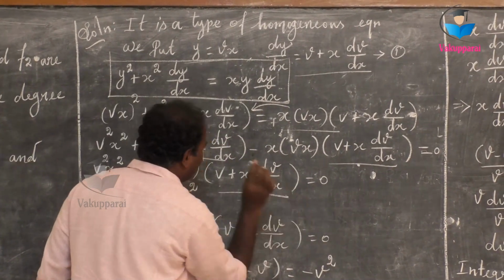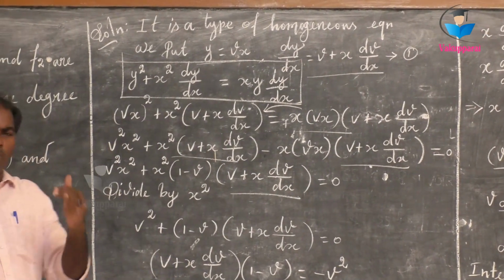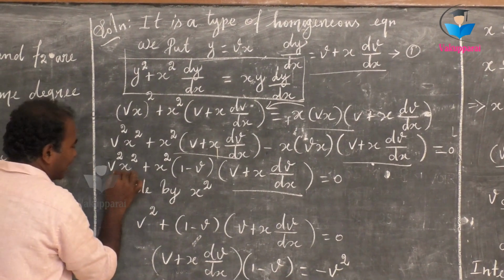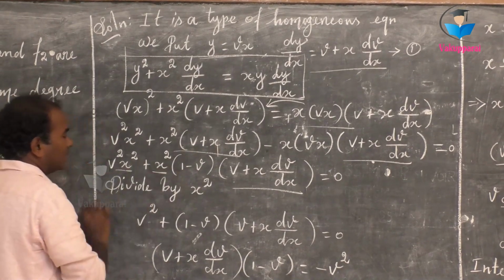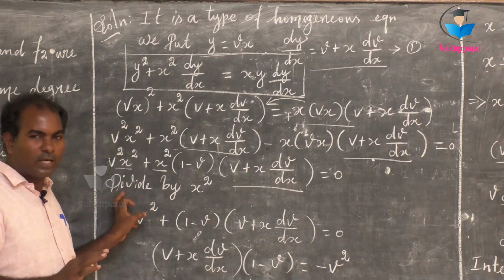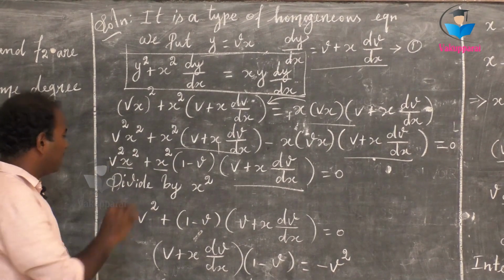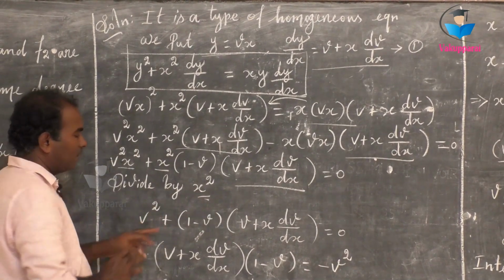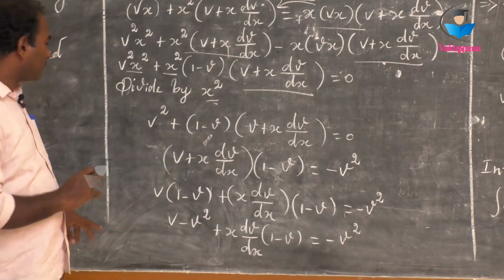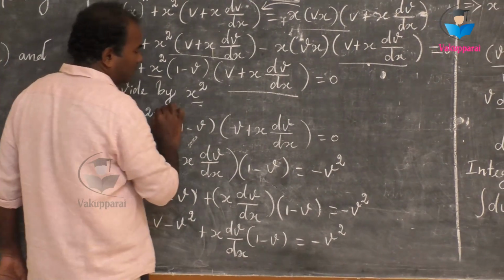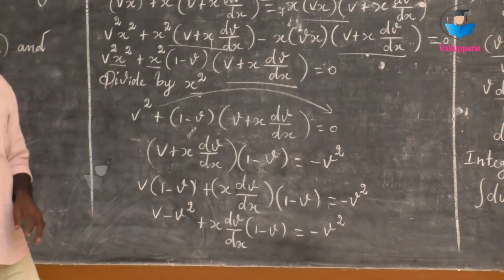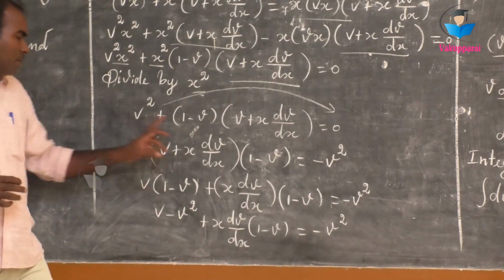Taking the common term, I am writing like this. You write like this and simplify the equation. Here also we see x square, here also we see x square, so we simplify. How do we simplify? By dividing by x square we can simplify this. By dividing, we will get this equation. After that, when this goes to this side, the sign will change. If plus, it will change into minus.